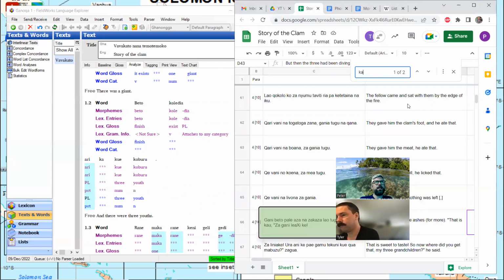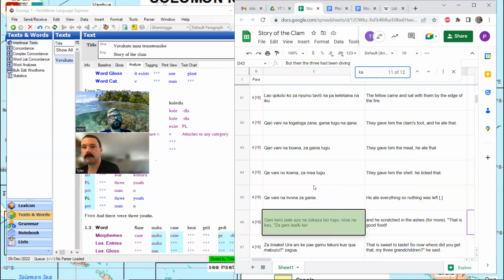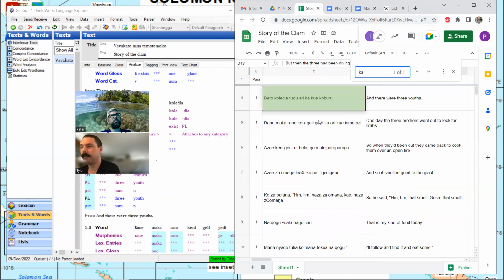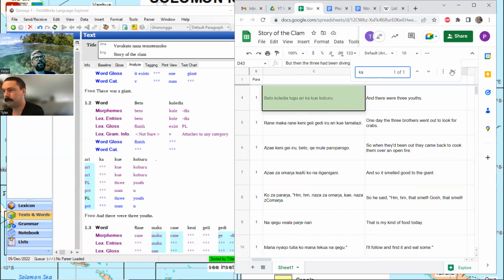So I'm going to do space ka, so we try to find just the ones that are ka. I'm even going to do space ka space. We get one hit. Yeah, one single hit. Not enough evidence to move forward, though I have an idea what that means too. I will leave it for now.